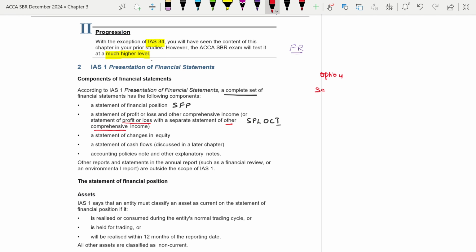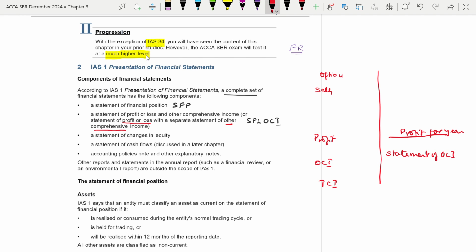The first option is that you are talking in terms of sales, in terms of profit for the year, and you are talking in terms of OCI and TCI. The second option is we will say that yes, this is the profit for the year, and separately we will prepare the statement of other comprehensive income immediately.